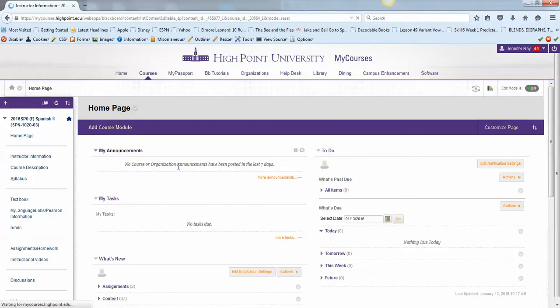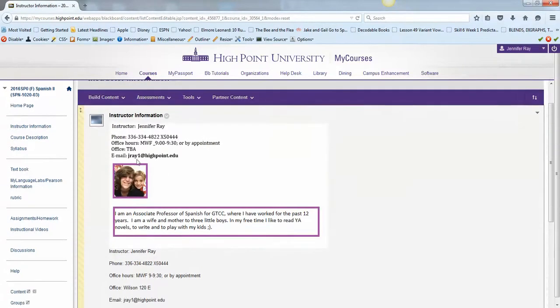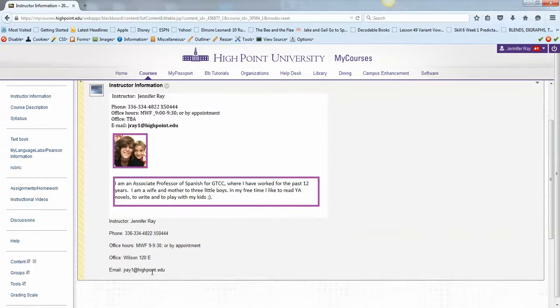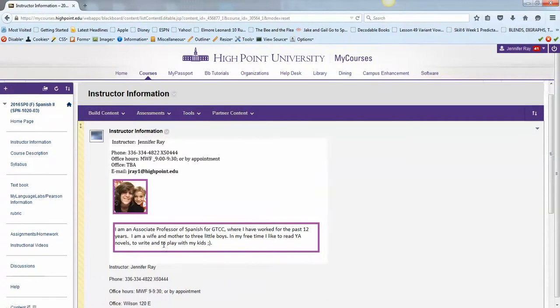If you click here, this will tell you who I am and give you my email. There's my email. And then my office is actually Wilson 120E. So the same information is down here, Office 120E, Monday, Wednesday, Friday, 9 to 9:20. So on Mondays I'll probably leave a little early, like around 9:20, and on Wednesday or Friday I can stay till 9:30 or by appointment. This is my phone number at my other place of employment. But you can call me there and leave me a message if you need to. Otherwise, you guys can email me.